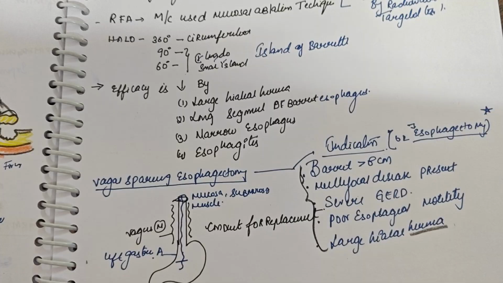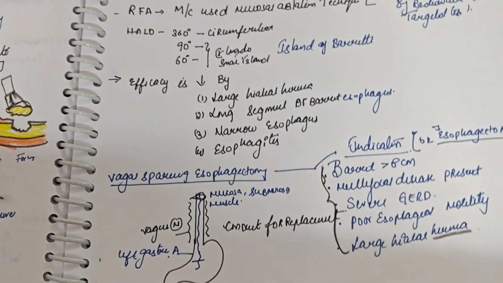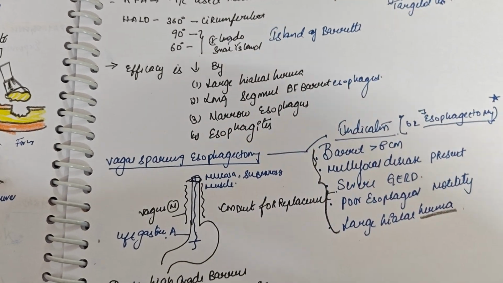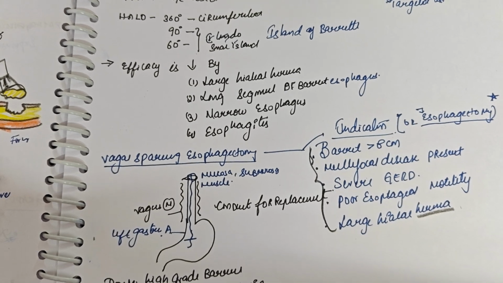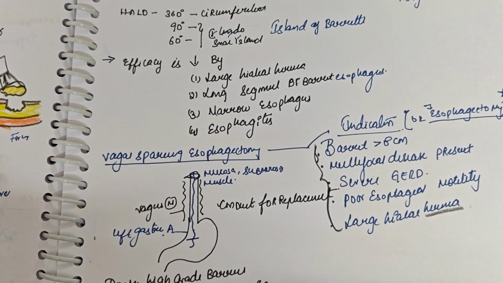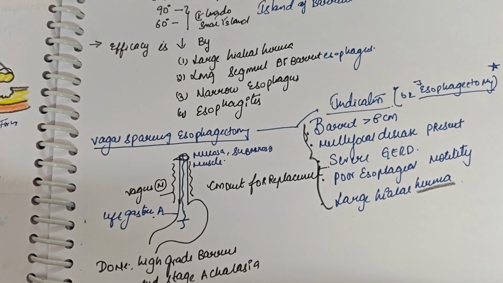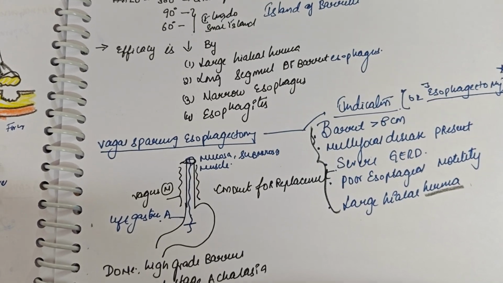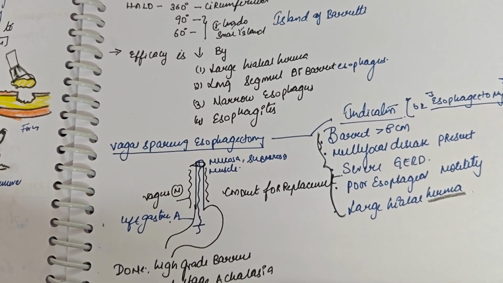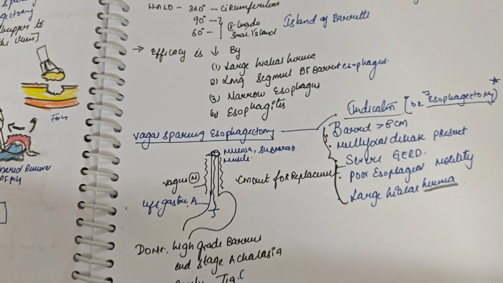It decreases if you have a large hiatal hernia, a long segment Barrett's esophagus, a narrow esophagus, or esophagitis. In which conditions? Narrow esophagus, esophagitis, long segment Barrett's esophagus, large hiatal hernia: the efficacy decreases.